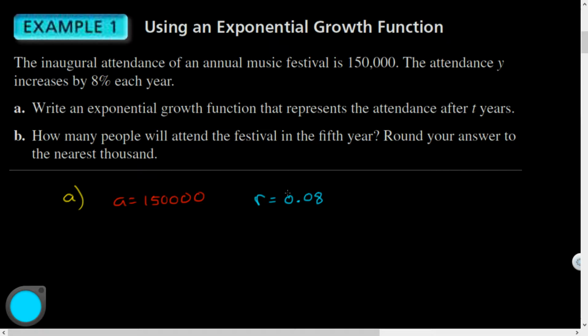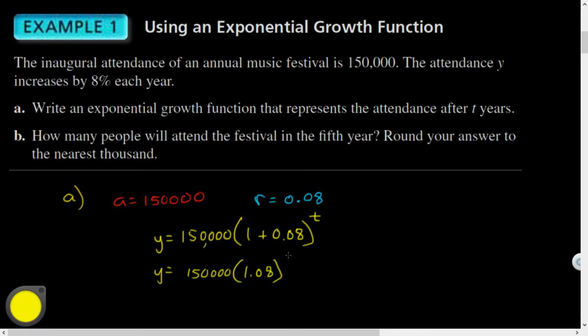0.08. Okay? So let's write this equation. That's going to be y equals 150,000 times 1 plus 0.08. No, I think I got it right. Yeah, you could throw the comma in there if you want, just to keep track of things. Let's simplify this. What is 1 plus 0.08? That's going to be 1.08 to the t.